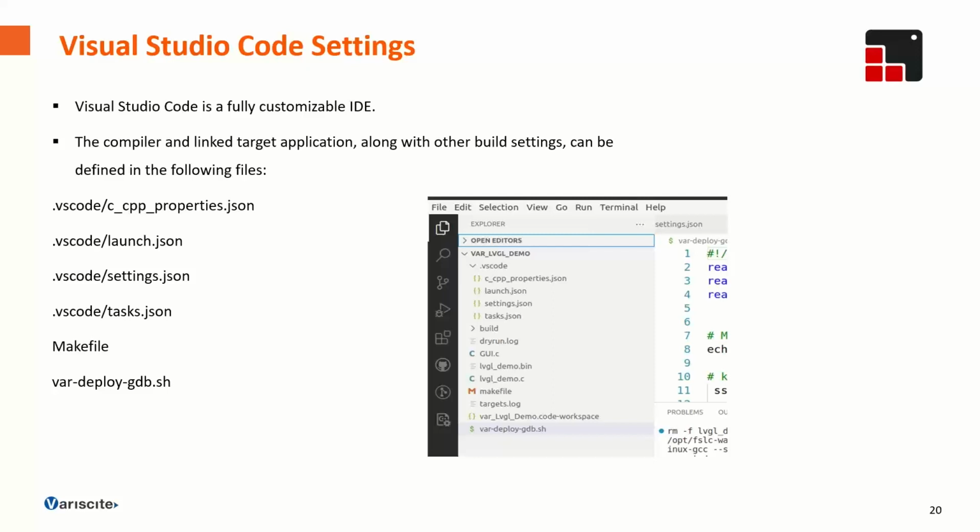Basically, Visual Studio has a folder named .vscode with some JSON files that are used to configure the environment. Then we will need the Makefile to compile the application and the script that will allow us to debug the application on the target remotely.